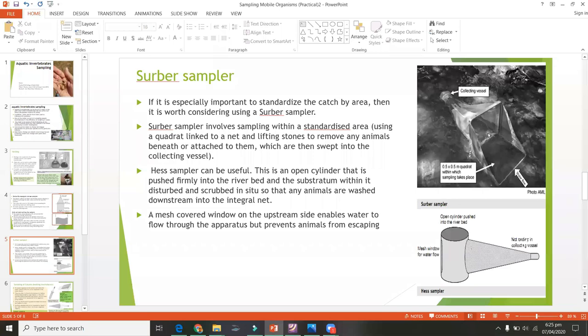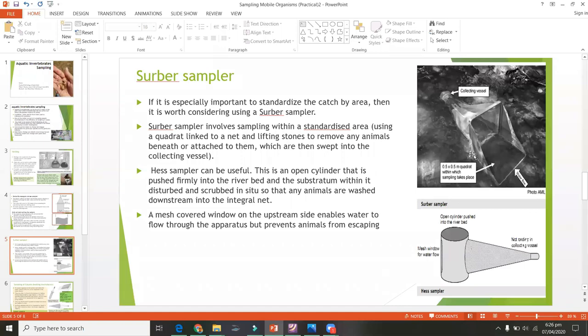So this is a comparatively better form of sampler in which we determine the number of attached macroinvertebrates per unit area. Normally we keep the frame of this sampler at 1 square foot or 1 square meter. It depends upon the depth and type of river and stream. Surber samplers, we standardize such samplers, and they also act as quadrats.